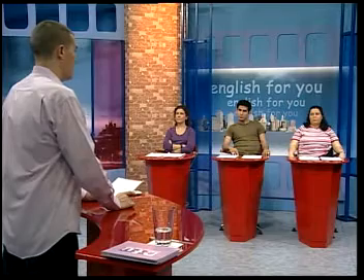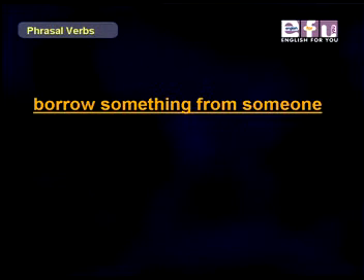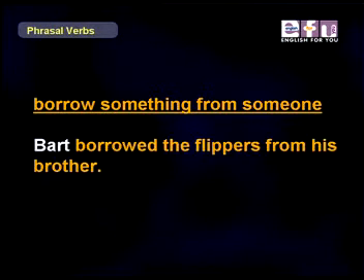Let's look at another kind of phrasal verb. For example, she should ask the Coast Guard about safety precautions. Some phrasal verbs can have a noun or a pronoun between the verb and the preposition. Let's look at some more examples of this kind of phrasal verb. Borrow something from someone. Bart borrowed the flippers from his brother.